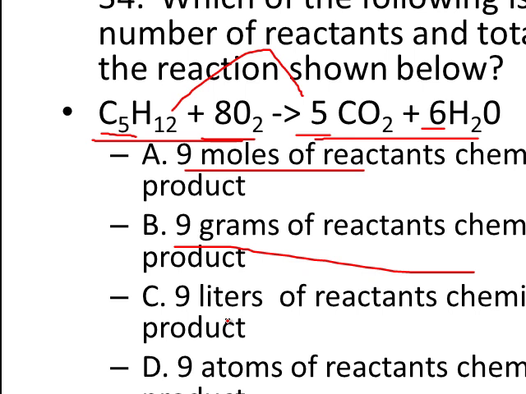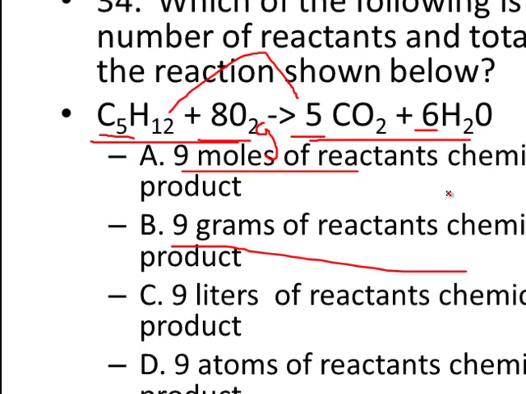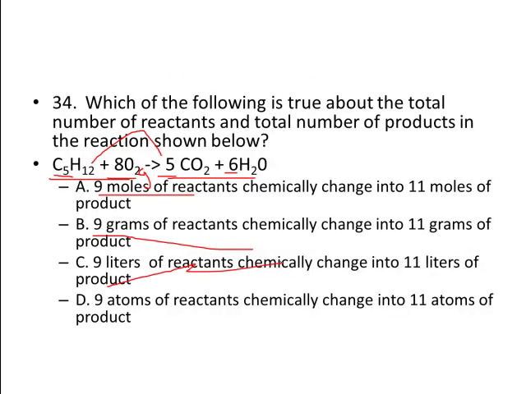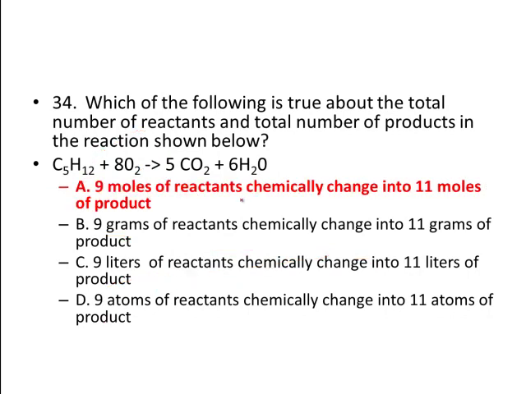C is liters, which sometimes could work, but in this case, I didn't write these down, it was gas, and this was actually a solid. So they don't work out because sometimes you have to deal with solids and liquids and aqueous solutions. So liters does not work in most of the cases. And then atoms, obviously, we're not dealing with atoms. These guys are called molecules, so we're just dealing with different concepts. So there's not really 9 atoms, so I'm not sure what that answer is about. So the correct answer is 9. 9 moles of reactants chemically react with 11 moles of product.